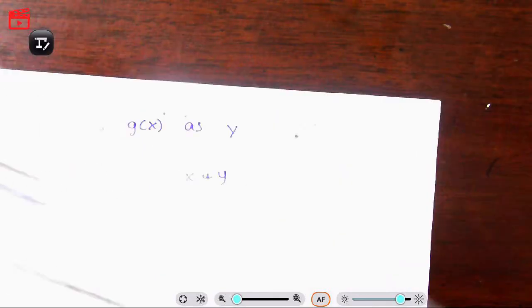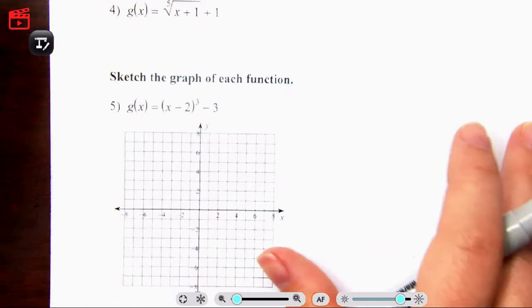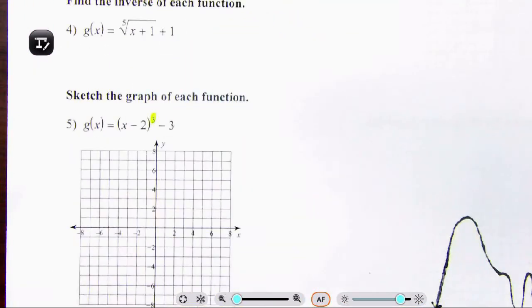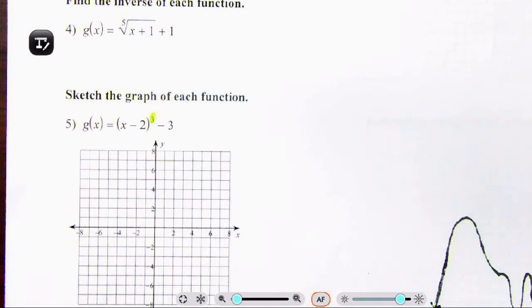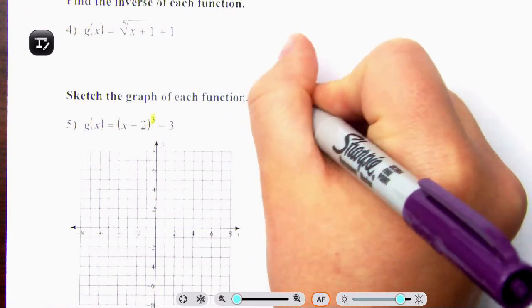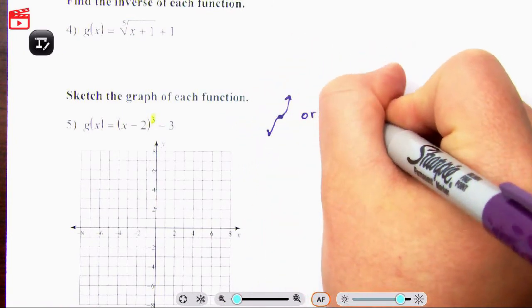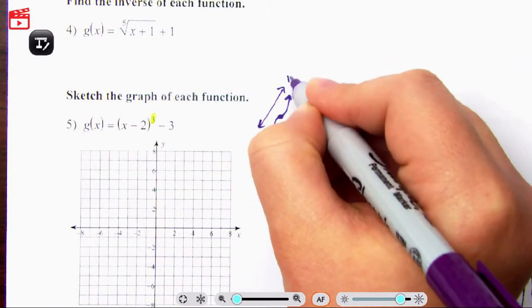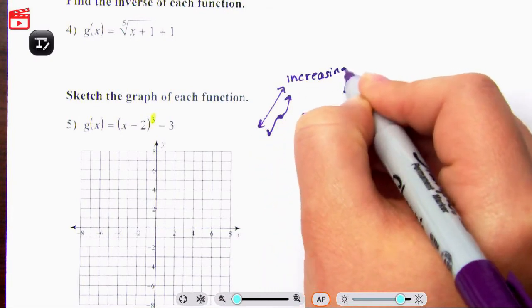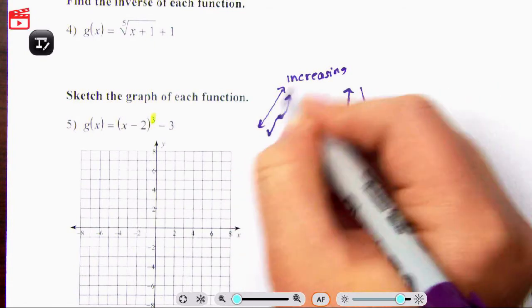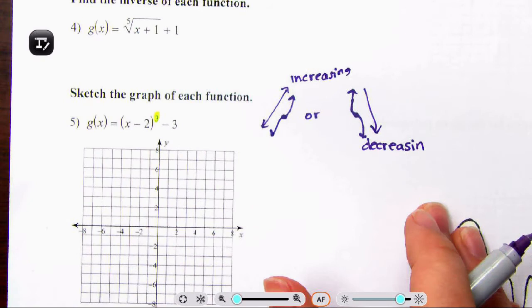It says, sketch the graph of each function. So in this one here, we're sketching a graph of a cubic. Here's your cubic. We know that it's a cubic because the exponent is 3, so it's going to look like Mr. John Travolta. So we're going to have either something like this or something like this. This one is increasing. This one is decreasing. You can see that it's going downhill.